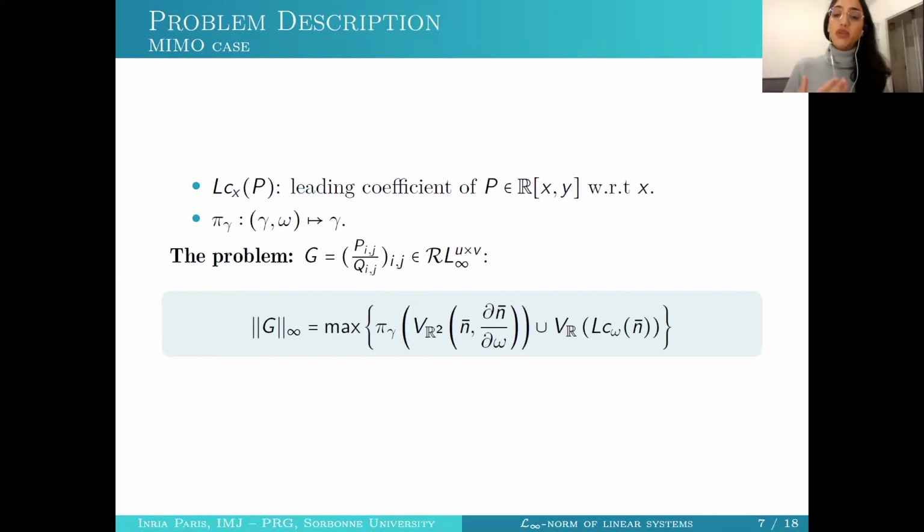Here, N bar denotes the square free part of N, but hereafter we will consider that N is square free, and thus we will denote simply N bar by N, of course, without loss of generality. And here, the real roots of the leading coefficients of N with respect to omega are exactly the asymptotic values of the curve.